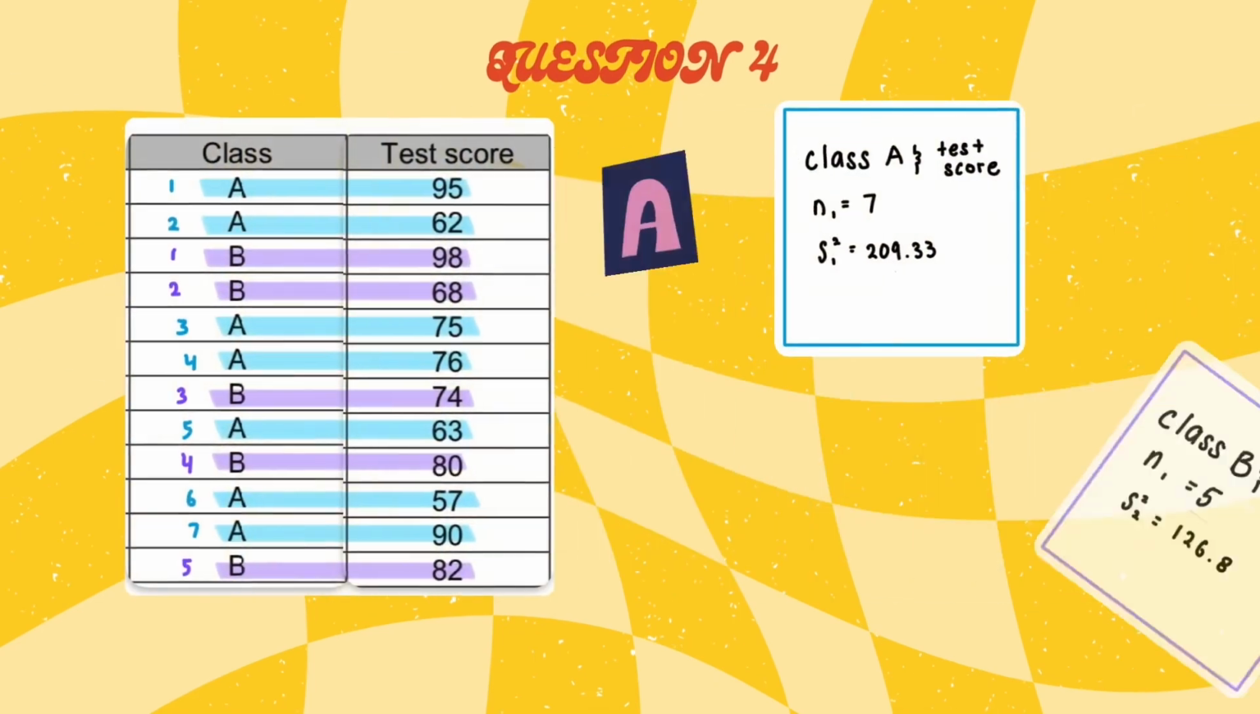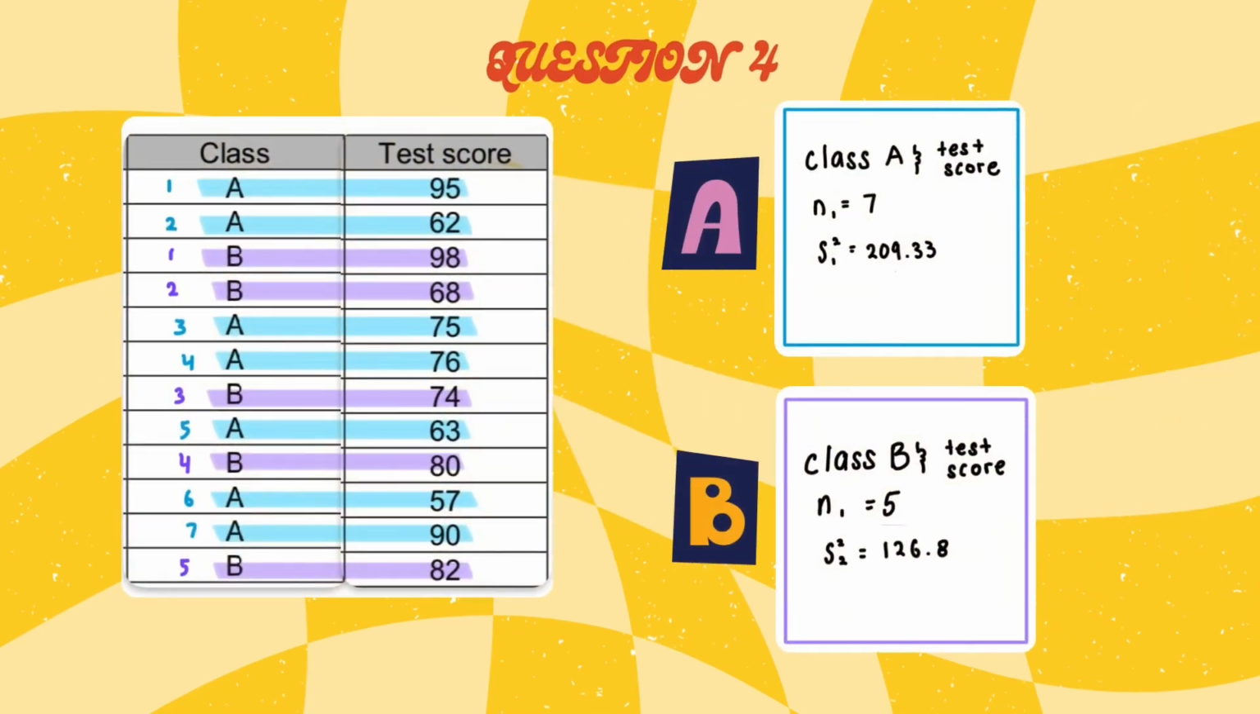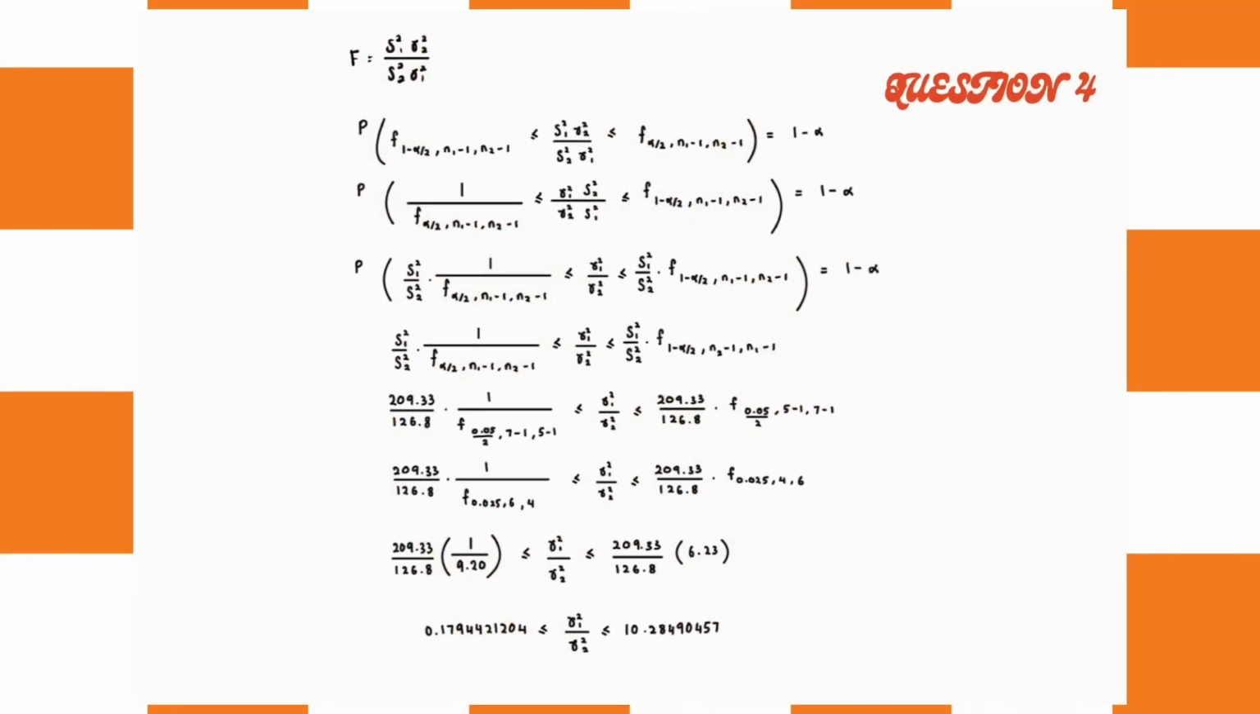The two populations we chose are class and test score. First, we need to split it up by class. For class A, n is 7 and the variance is 209.33. For class B, n is 5 and the variance is 126.8. To find the ratio of two variances, we use the F distribution. We use n1 minus 1 and n2 minus 1, and then construct the F distribution until you get this. To answer question A, substitute the n and variance of class A and B in the equation. Solve until you get the ratio of two variances.